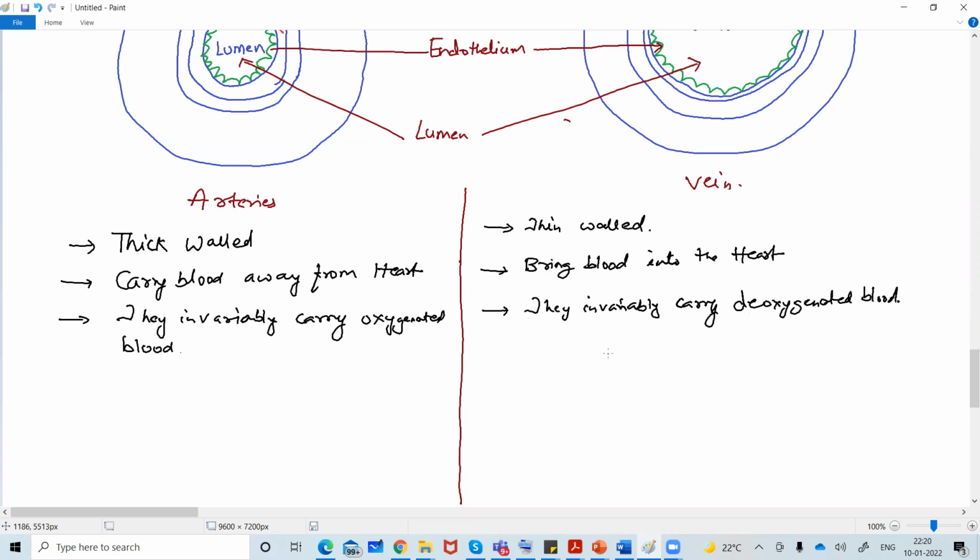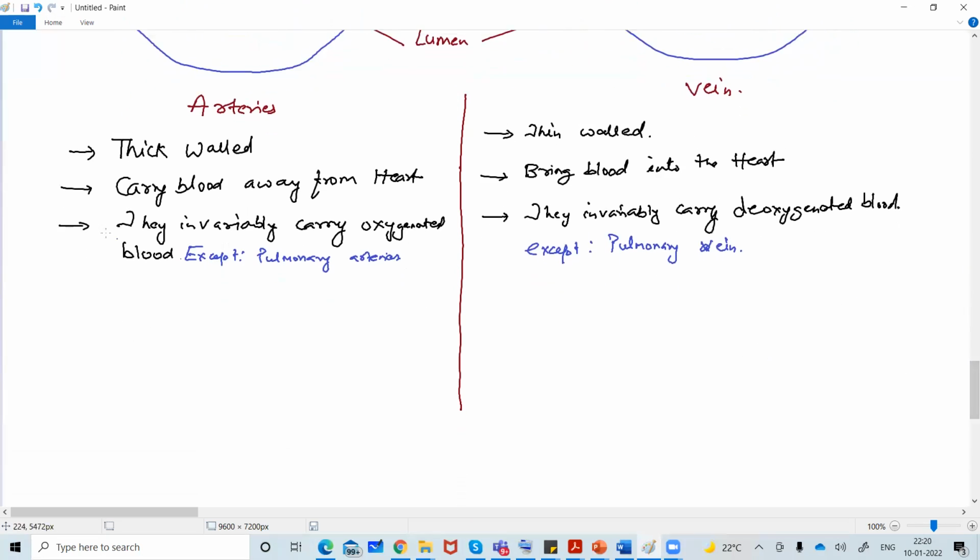There are some exceptions also, like let me write that exception here. Except pulmonary vein. This is the only vein which carries oxygenated blood. Here also there is an exception. You can say except pulmonary artery. They carry deoxygenated blood. You'll see in the structure of the heart which blood vessels these are.